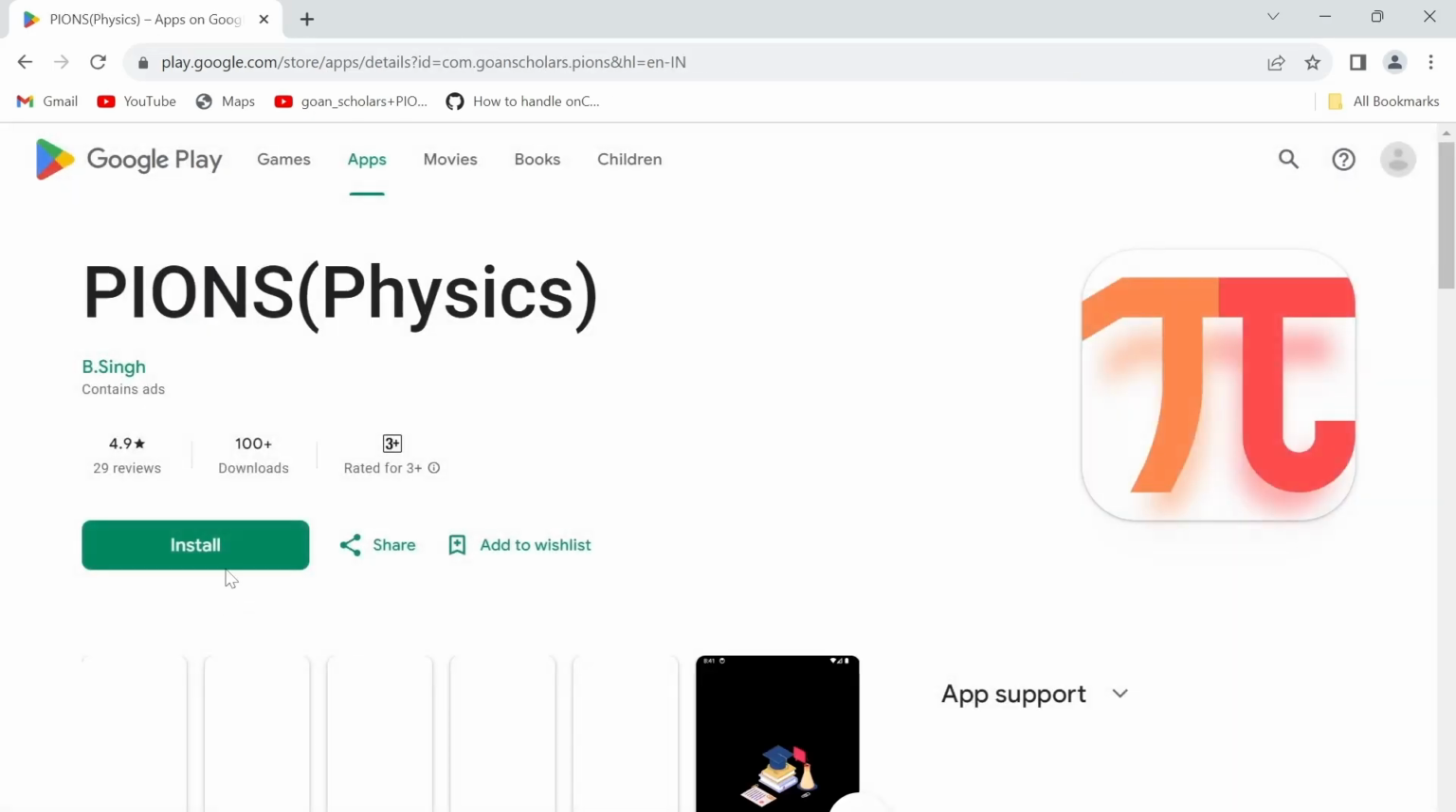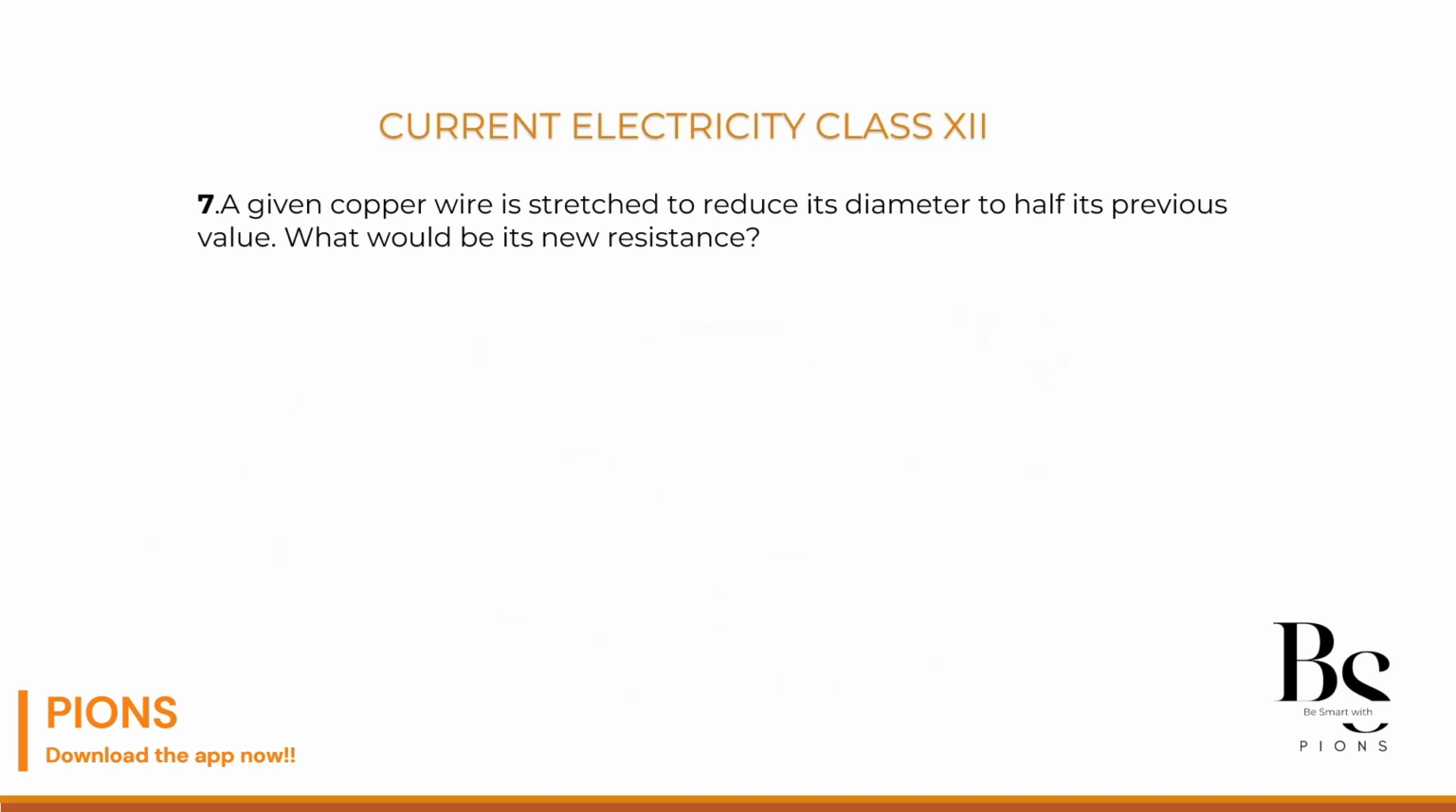Download the app now. A given copper wire is stretched to reduce its diameter to half of its previous value. What would be its new resistance? Okay. So let's say the initial resistance R of this copper wire was rho L by A. Correct? Since the cross section is circular, it will be rho L by pi r square, because the area of cross section of a circular wire is pi r square.